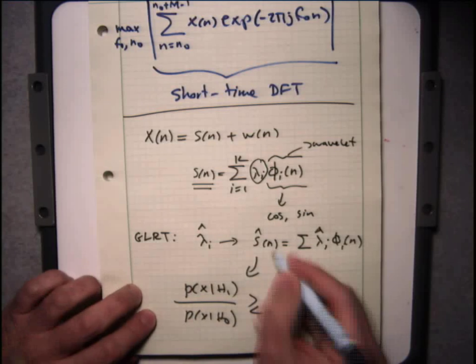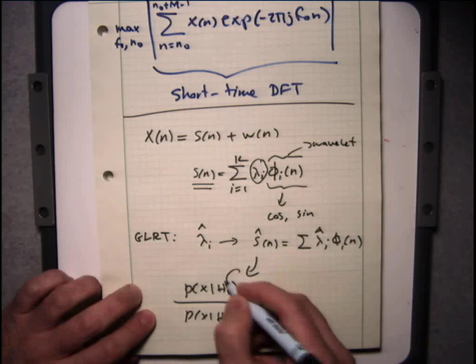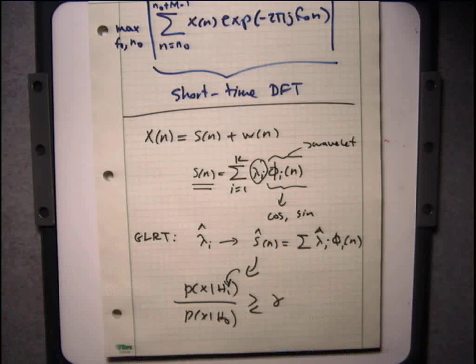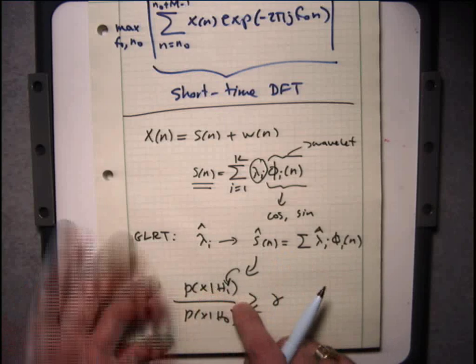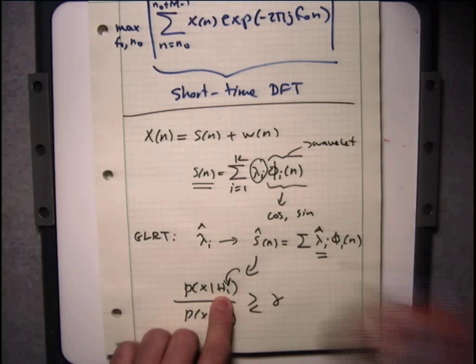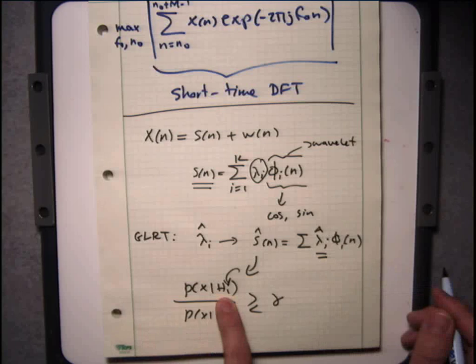So this estimate is what would go into here, where the unknowns are. So you could write here p of x given h1 comma theta 1. And what's theta 1? Theta 1 in this case are these coefficients. Okay?